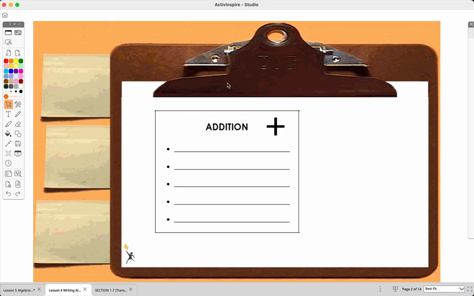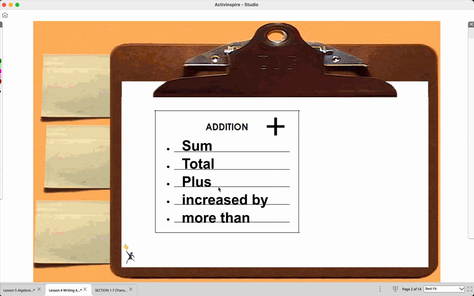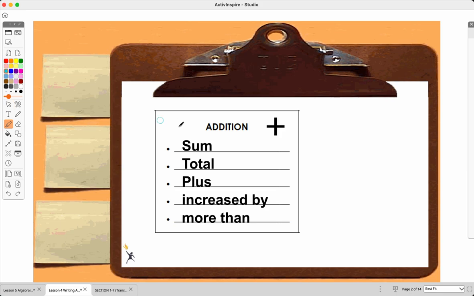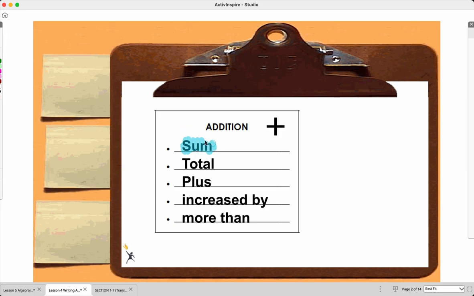So I've taken a few minutes, and you can pause the video to write these down as you go, but I'm just going to go through these quickly. You've got 5 really common words: sum and total, plus and increased by and more than. One of the most important ones you need to know is sum, as that is the word that means the answer to an addition problem, and it's a pretty common word to use in the math vocabulary line.